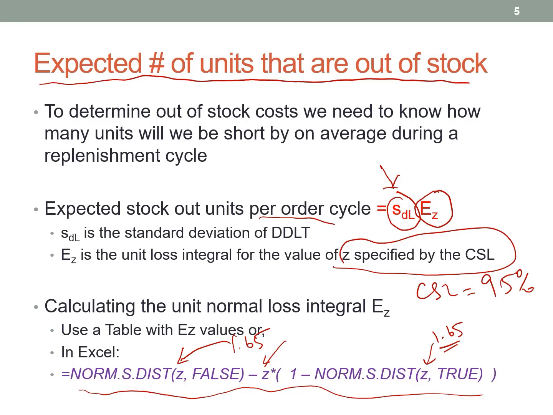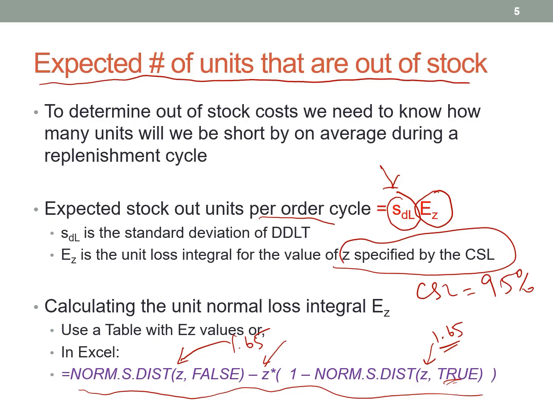So the formula is norm.s.dist for the Z value, and then you give it a false because you don't want the cumulative distribution. Then close brackets, then minus, then again you take the Z value multiplied by 1 minus, then again norm.s.dist. Then you give it Z, and now you give it the value true, because you want the cumulative probability in this case. Then you close brackets.